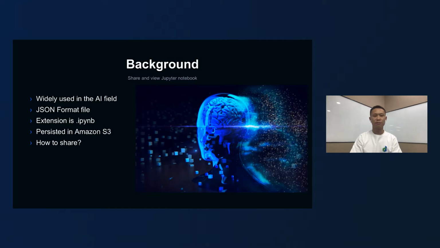work and so on. As you know, Jupyter Notebook files are saved in a JSON format file with the extension ipynb. In our platform, ipynb files can be persisted to Amazon S3 or S3 compatible storage. And now we need a smart tool to share notebooks among users or groups.